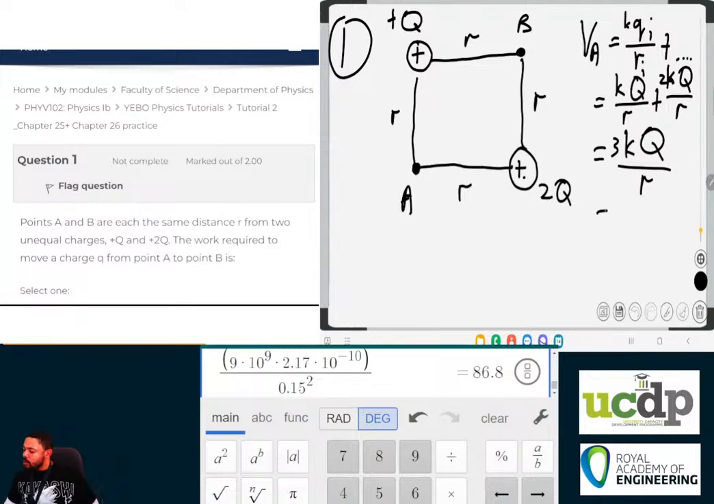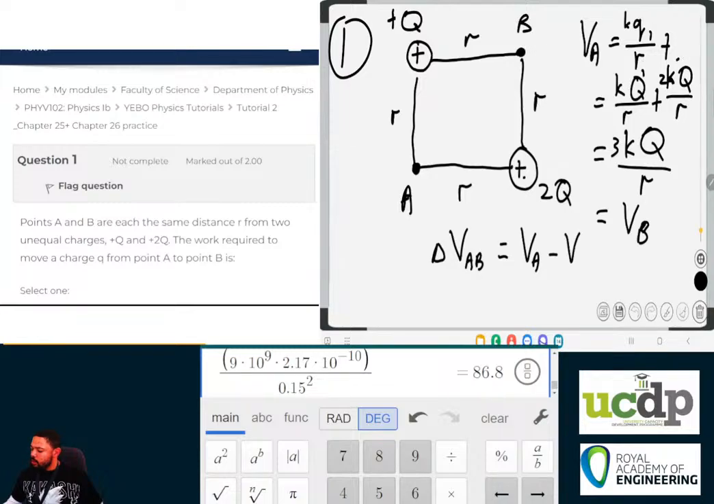Now, since they are the same distances and the same charges, this is going to be exactly the potential at point B. The potential at point A will be the same as the potential at point B because these charges are each the same distance from point A and point B. So now we can say that the change in the potential from A to B is equal to VA minus VB.